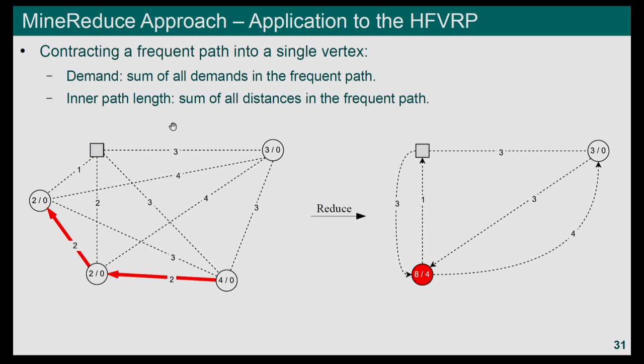And of course, the inner path length in the customers from the original instance is zero. There's no inner path. So we contract this frequent path into a single vertex, and the demand of the contracted vertex is the sum of the demands of the customers in the corresponding path. And the inner path length is the length of the frequent path, of course. That's direct.